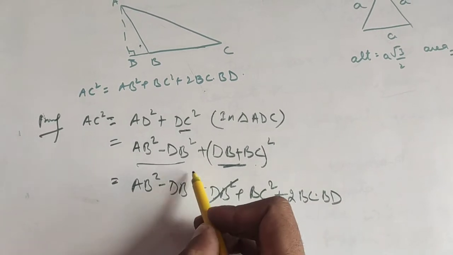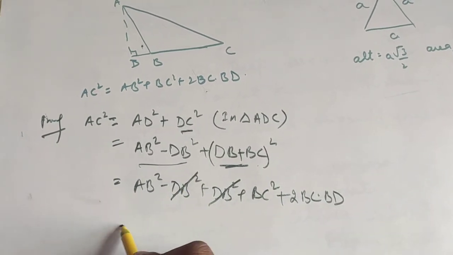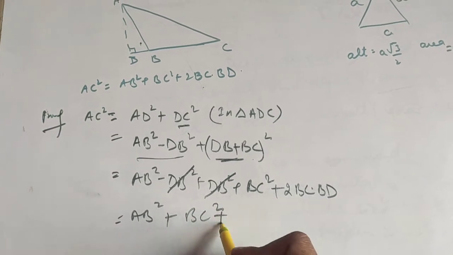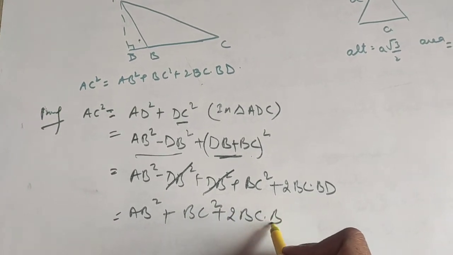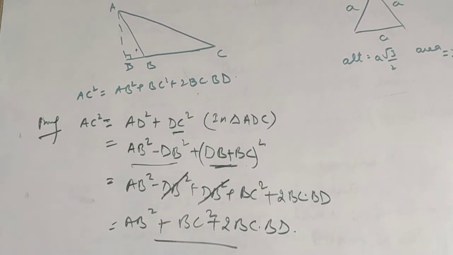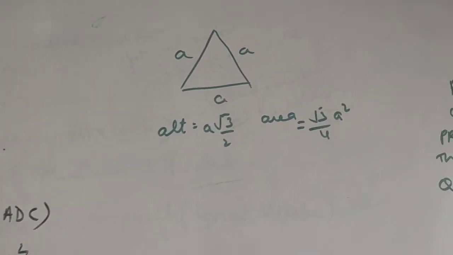Now DB square gets cancelled. So what is left? It is AB square plus BC square plus 2BC into BD. This was to be proved. Okay. Here we have one more example.